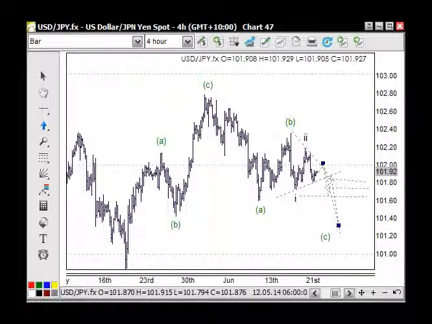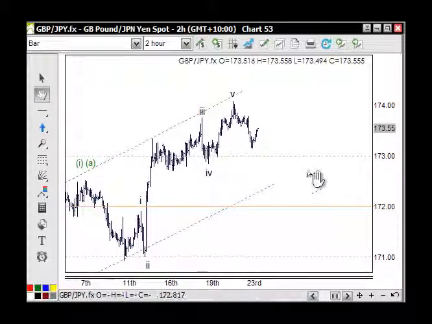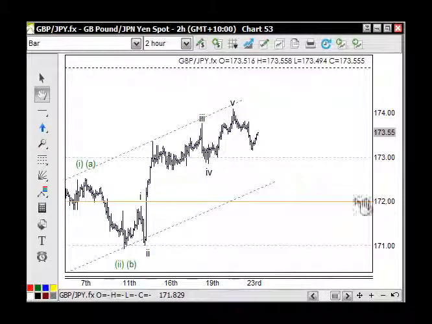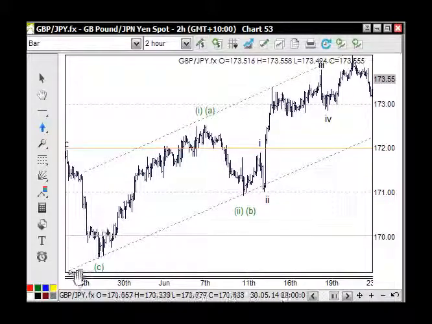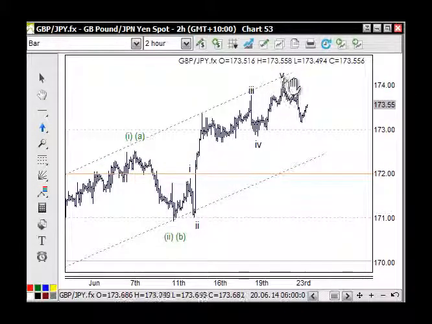The pound yen, what I would like to do here is that there's a couple of things here. First of all, we were looking yesterday, I'll go back over this. Yesterday we were looking at this being an impulse wave up, a corrective wave here, and this also is an impulse wave.